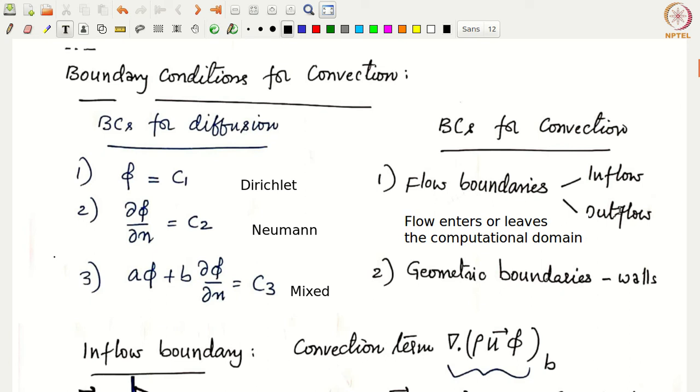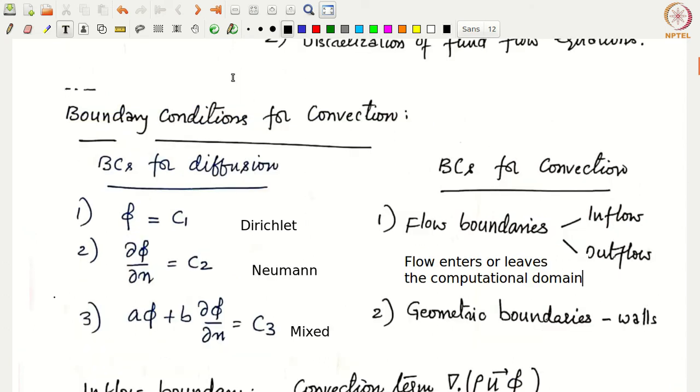So we need to see how we discretize the cells which are sharing a face on the inflow boundaries or on the outflow boundaries. And we have another type of boundaries, which are known as geometric boundaries. These are basically walls, for example, the walls of a duct in which the fluid is flowing. So we need to see how we discretize the convection term on those faces which happen to be on the geometric boundaries. Essentially these are the cells which have a face on one of these boundaries, so we'll see how we apply the boundary conditions for these cells.